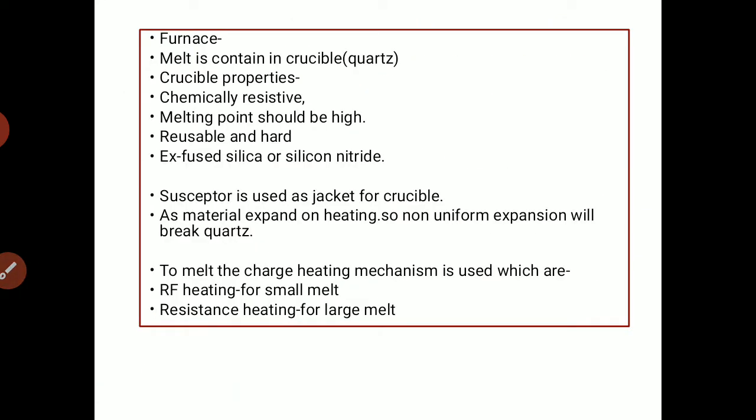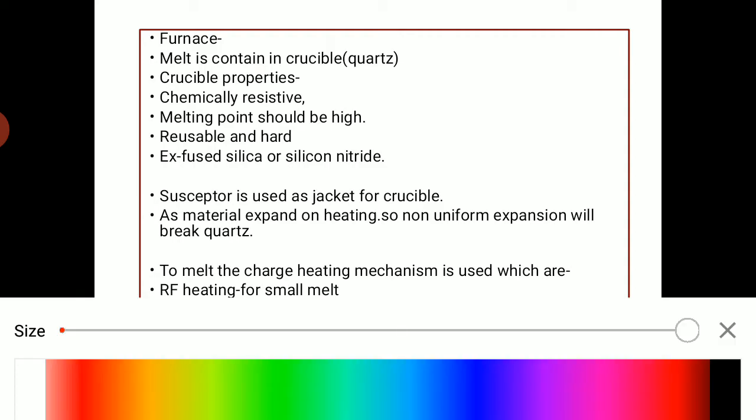So in a furnace we have a crucible. A crucible is a bowl shaped material in which we put our melt. So this is our crucible in which we put our melt. There are some properties of this crucible. The crucible should be highly resistive, so it should not react with the melt.